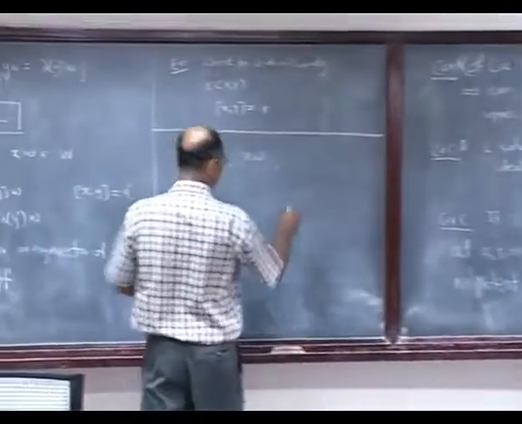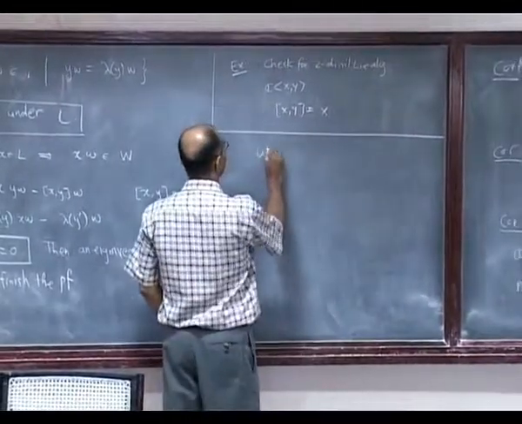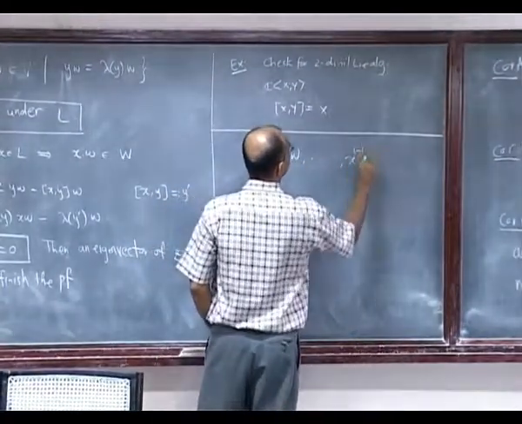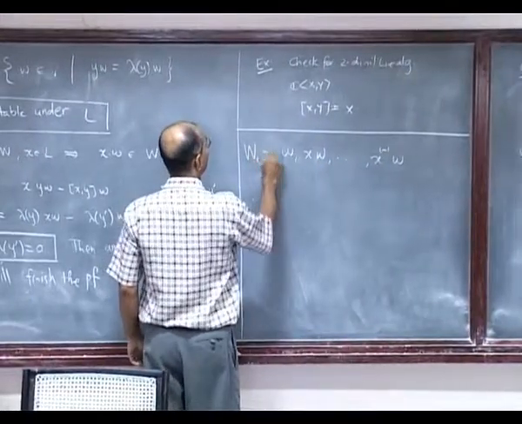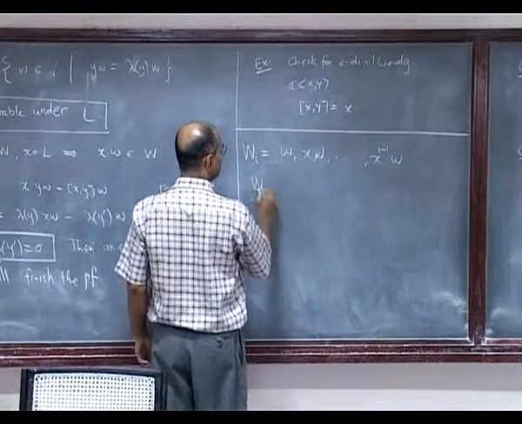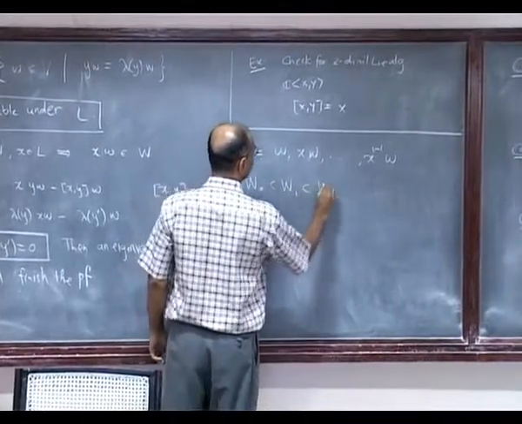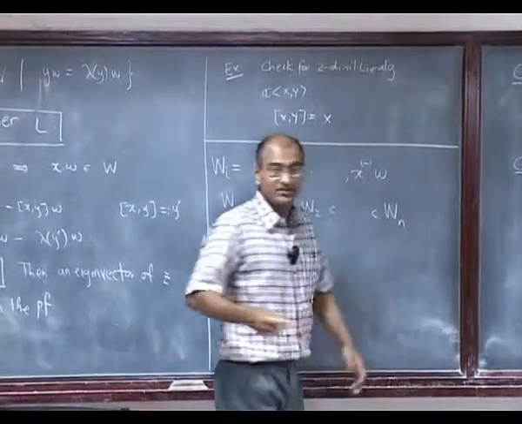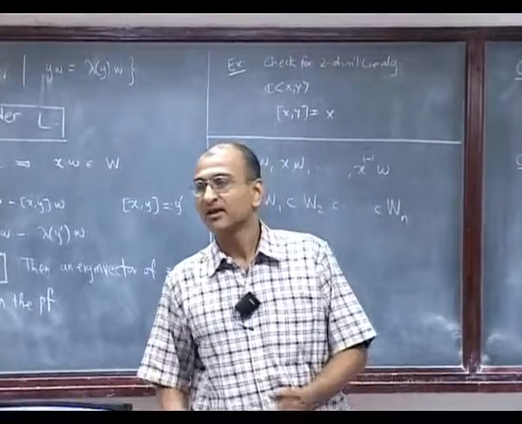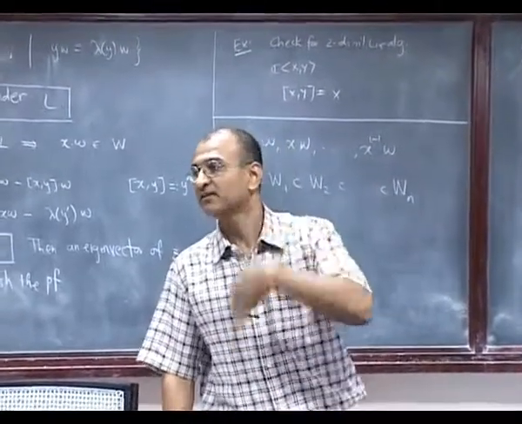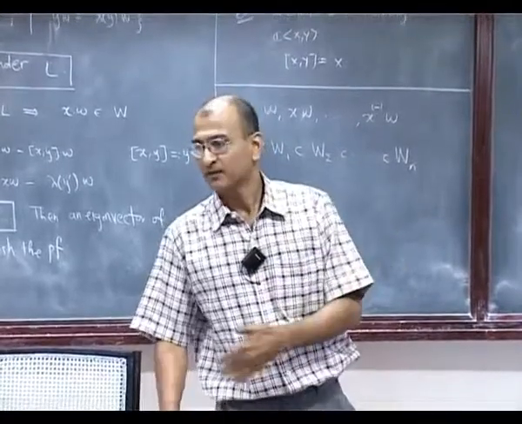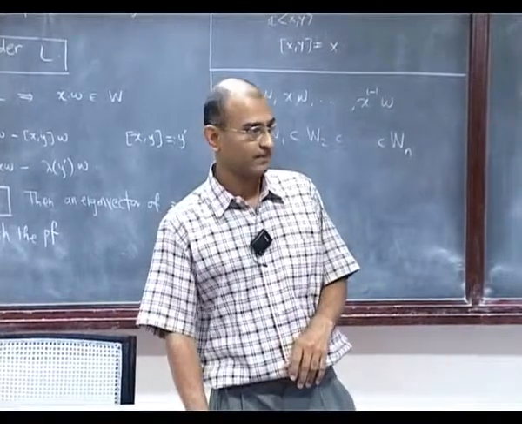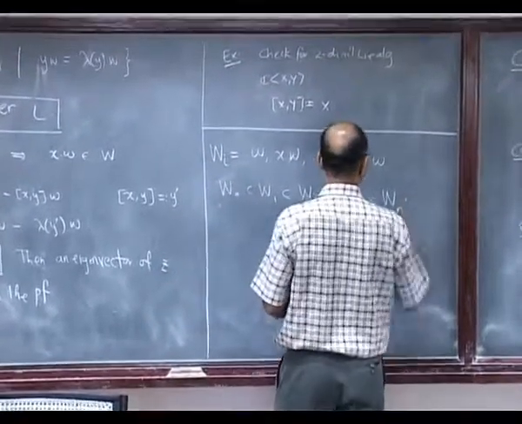So let's look at this space W, XW, up to x to the i minus 1 W. Let's call this, following the book, W sub i. So I am going to get W0, which is contained in W1, which is contained in W2, and then at some point it will not grow, right? At some point a further application of X will be in the span of whatever is before. So stop at the first place. So W sub n, which is the maximum.